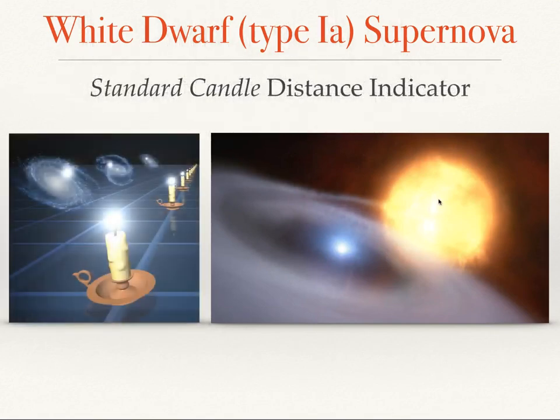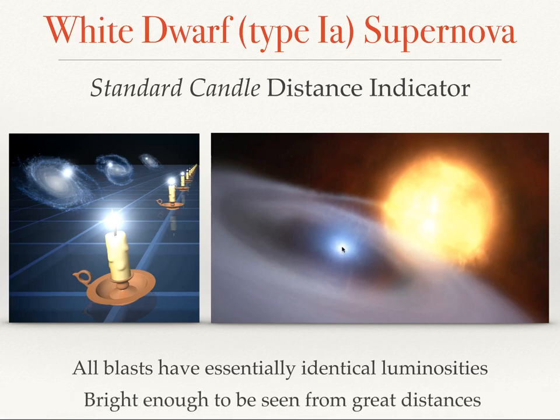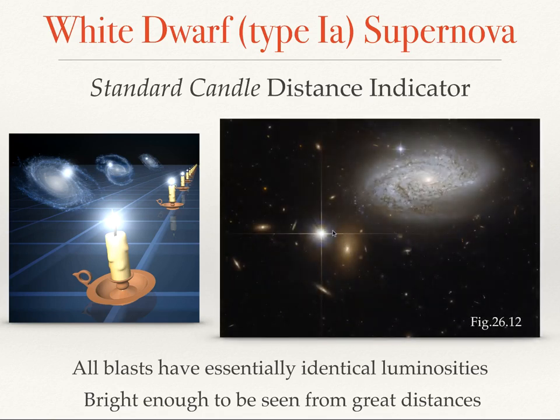Okay, so standard candle distance indicator. What makes these things standard candles is that all blasts have essentially identical luminosities because of that tipping point nature. Either you accumulate enough mass as the white dwarf from the partner, or you don't. And this is now the detonation of an awful lot of mass. And so these things are bright enough to be seen from tremendous distances. In fact, the detonation of a white dwarf supernova can produce a result that is as luminous as an entire galaxy of stars.